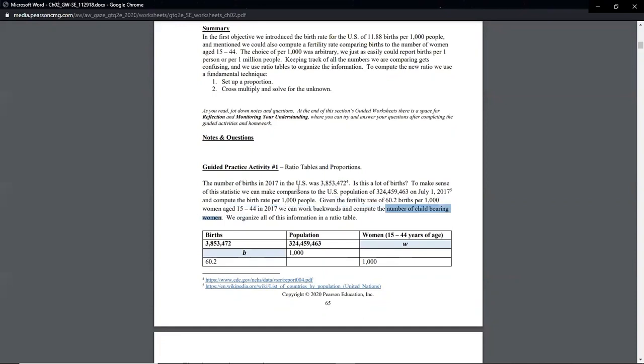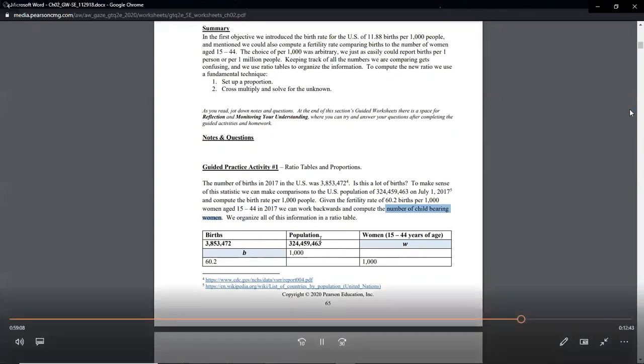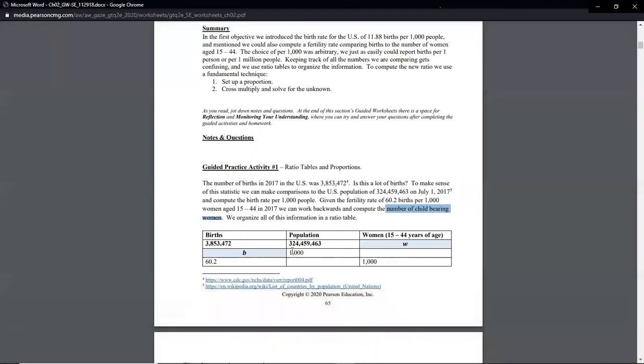So what they do initially is they organize everything in a table. So we have a column for births based on the total population, based on only a population of 1,000 people. So this is us scaling the population down to 1,000. This is a very common theme. I talked about earlier scaling something to 1. This is the same idea, except instead of writing the number 1, you write the number 1,000.